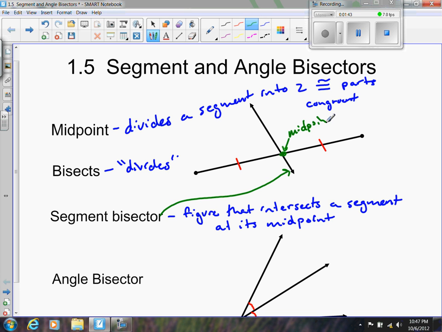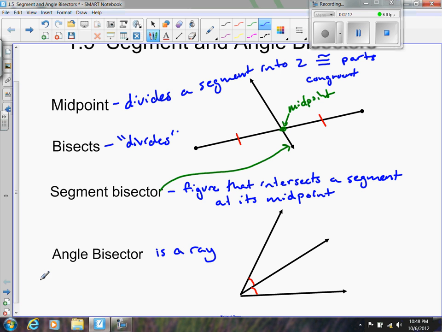Now, these red marks here are congruence marks. Okay, that's how we show that this segment here is congruent to this segment here. An angle bisector is a ray. So this could be a ray, line or whatever, but this has to be a ray that divides an angle into two congruent parts. So now if they're congruent, remember congruent means they have the same measure.